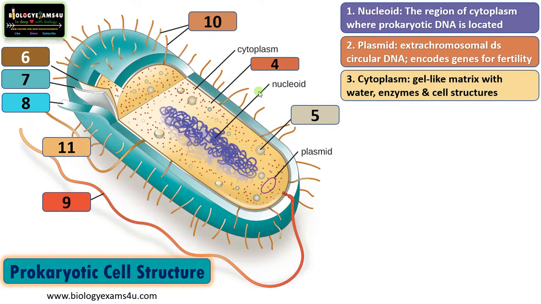The third structure is cytoplasm. Cytoplasm, as we all know, is a gel-like matrix with water, enzymes, nutrients. All cellular structures are distributed or dispersed in the cytoplasm.